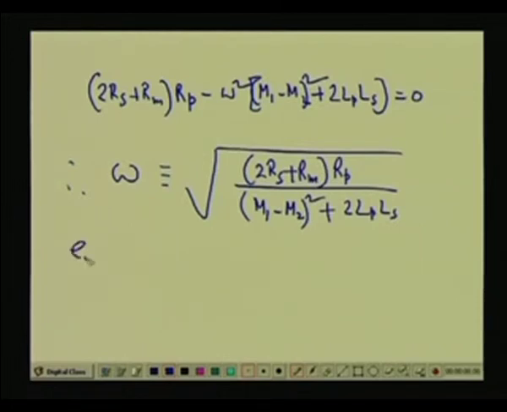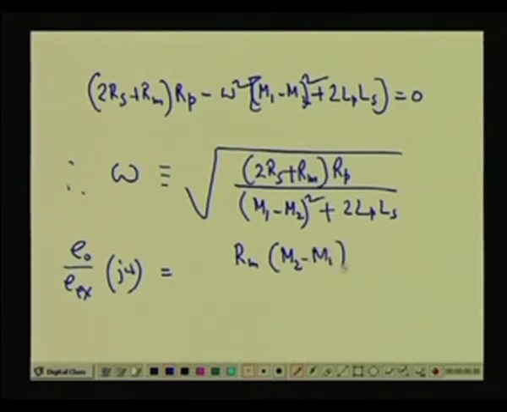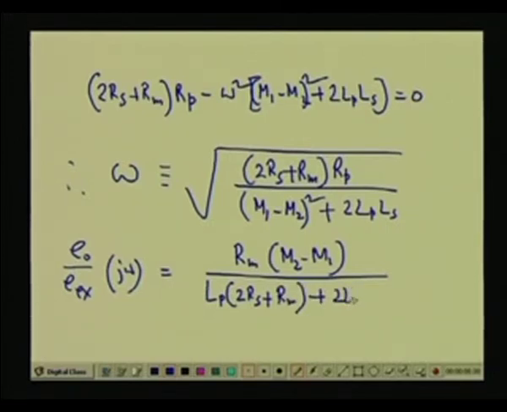So, obviously, at that frequency when there is no phase shift between input output, our input output relations will be E naught by Ex j omega equal to Rm (M2 minus M1) upon LP (2 Rs plus Rm) plus 2 Ls Rp, right. So, this is our final expression.